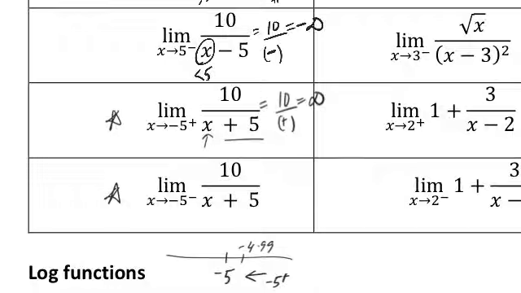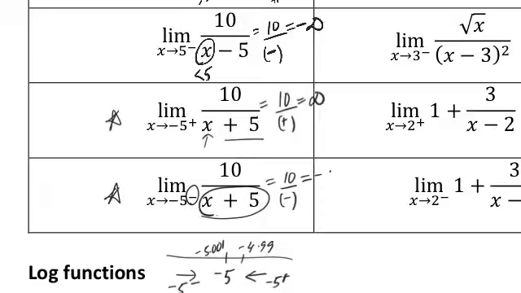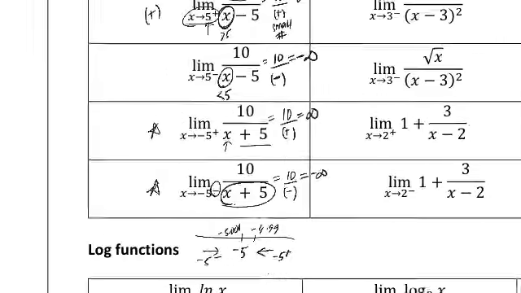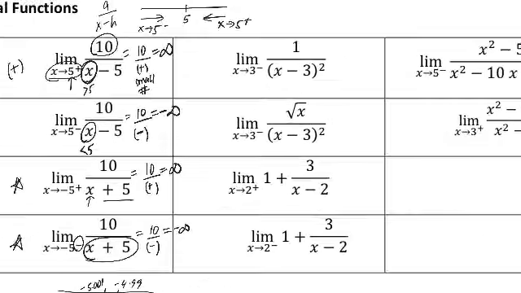If I'm approaching negative 5 from the left side, that's this way, then I'm at numbers like negative 5.0001, negative 5.00001, etc. So this number plus 5 is going to be a small negative number, and so I'm going off to negative infinity. Okay, so we have to be able to think through that.